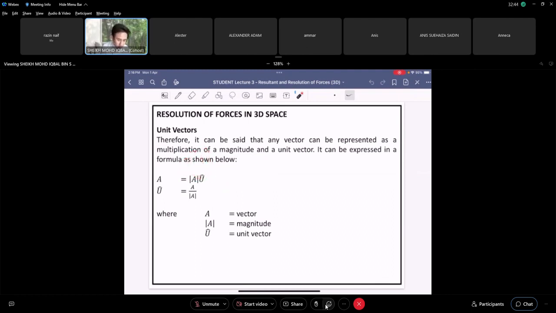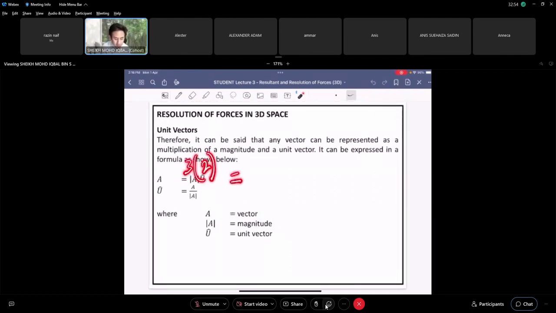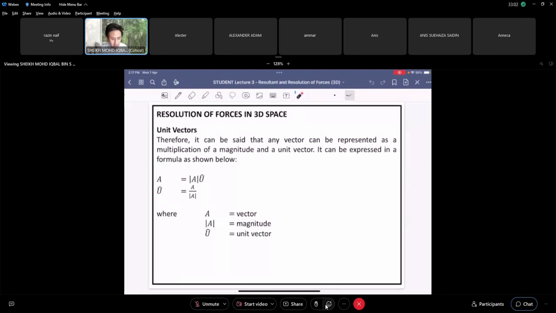If it's more than 1, for example, if the magnitude of vector A is 3, and the unit vector, say, is 2, right? Then it will become 6. So it changes the magnitude of the vector. It no longer represents the vector A. Okay, so that's why the unit vector has to be 1, so that it can accurately show the direction of the vector without changing the magnitude. Okay, so it must be 1.